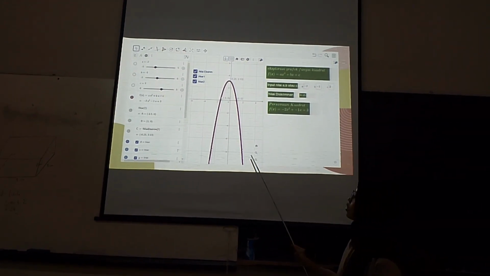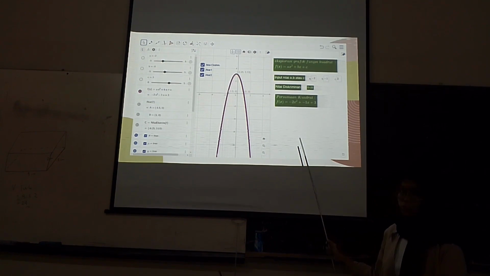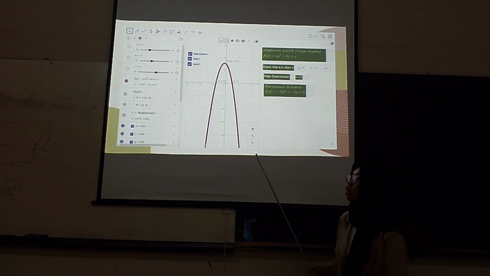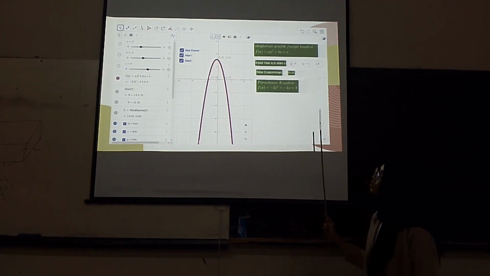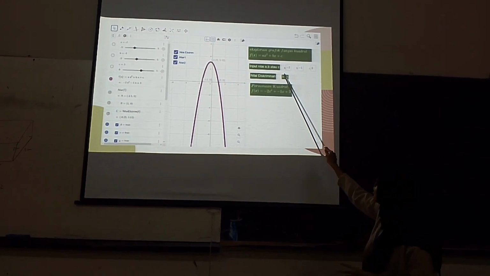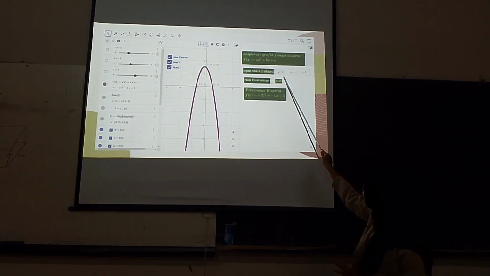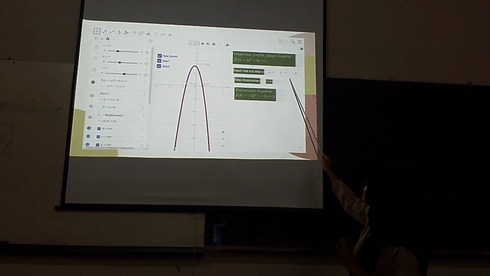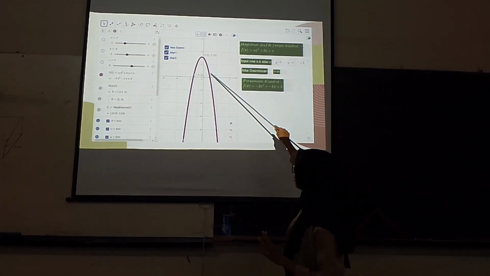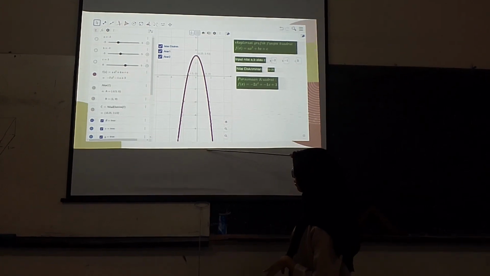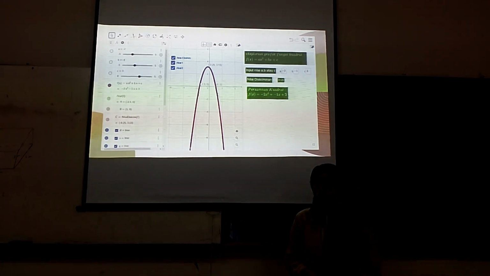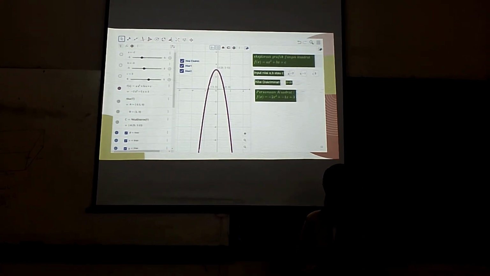So, this is the image of the GeoGebra applet that you will use. After you determine the value of a from the quadratic function equation, you will enter the value of a in here. For example, in here, a is equal to negative 2, b is equal to negative 1, and c is equal to 3. And then the shape of the graph of the quadratic function appears. Observe and pay attention to the shape of the resulting quadratic function graph.